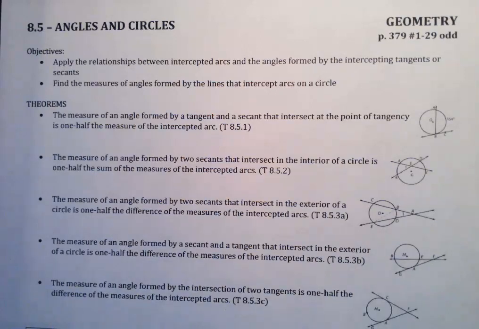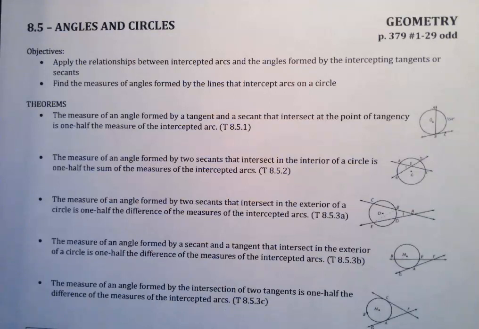All right, so today for 8.5, we're talking about angles and circles, and there's quite a few theorems here that we're going to be using today. That's why I wanted you to have a highlighter or some different colored pens or colored pencils. We're going to apply the relationships between intercepted arcs and the angles formed by intercepting tangents or secants, and find the measures of angles formed by lines that intercept arcs on a circle.